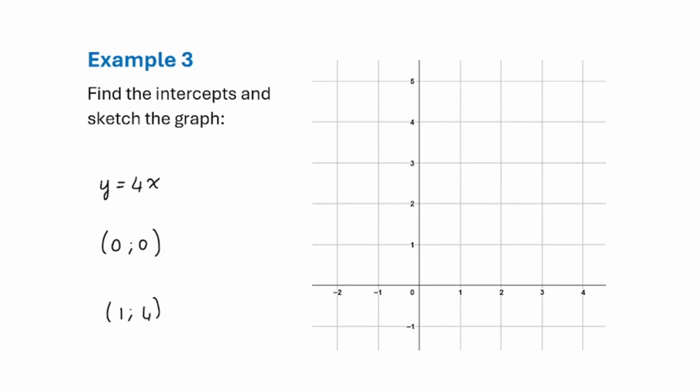Now we have two distinct points. We plot the points, (0, 0) and (1, 4). Take a moment to place them correctly on the graph. Then we join them with a ruler and extend the line across the grid. This gives us the graph of the line.